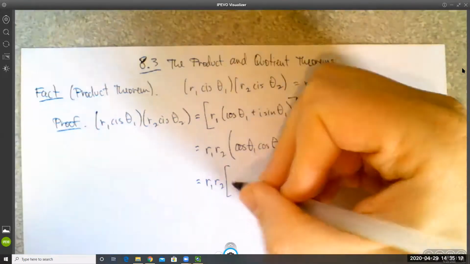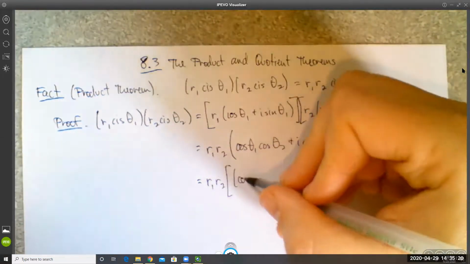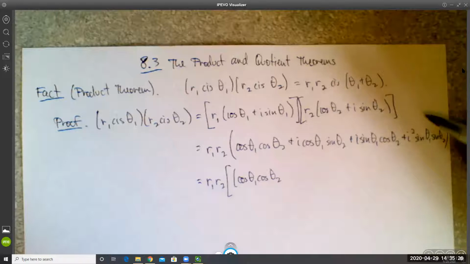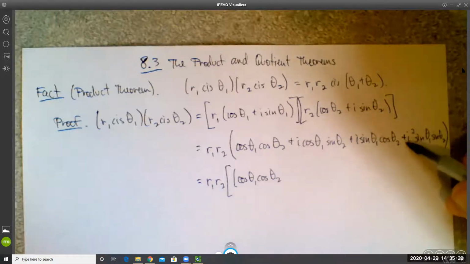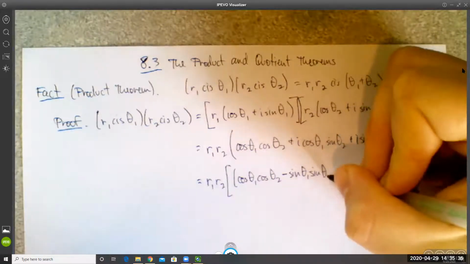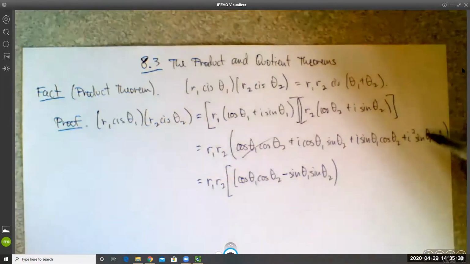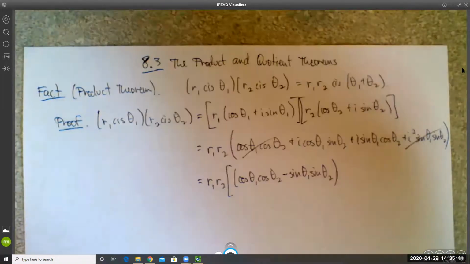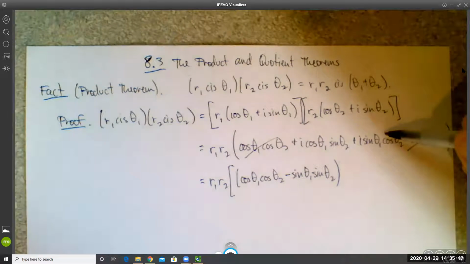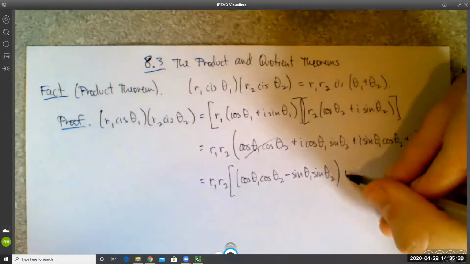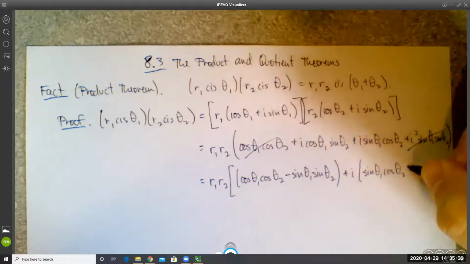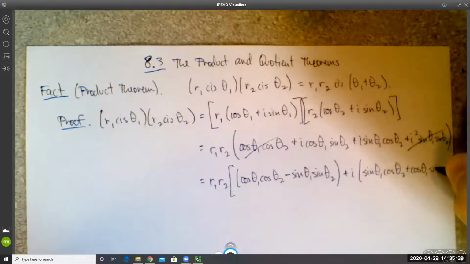So first of all, I'm going to collect the cosine theta 1 cosine theta 2 with this sine theta 1 sine theta 2 at the end. Remember that i squared is just negative 1, so I'm going to call this minus sine theta 1 sine theta 2. Okay, that gets rid of the first and the last terms. And then in the middle two terms, I'm going to go ahead and factor out that i, and I'm going to write this one first. So I'm going to call this plus i times (sine theta 1 cosine theta 2 plus cosine theta 1 sine theta 2).